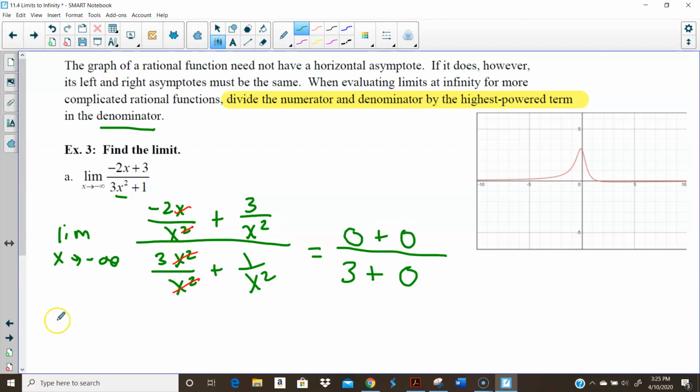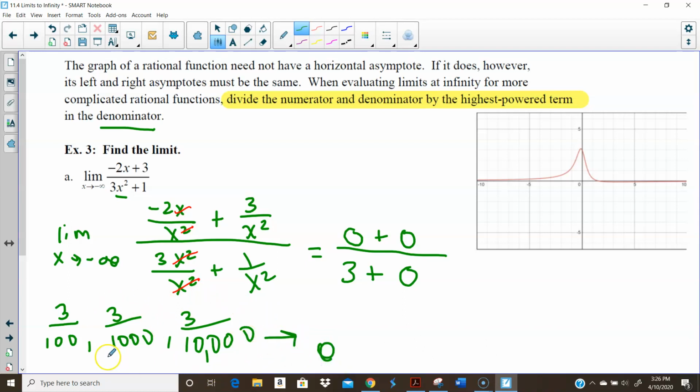And if you're not understanding that, what's happening is if I put 3 over 100, and then I put 3 over 1,000, and then I put 3 over 10,000, you can see that this number is approaching 0. So when that denominator is really big and the numerator is small, that number is moving towards 0. This means that the limit is equal to 0. So the limit of this is 0.